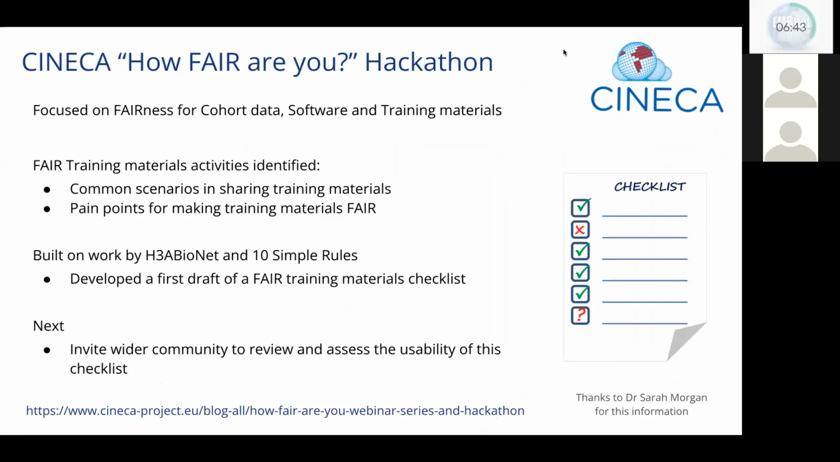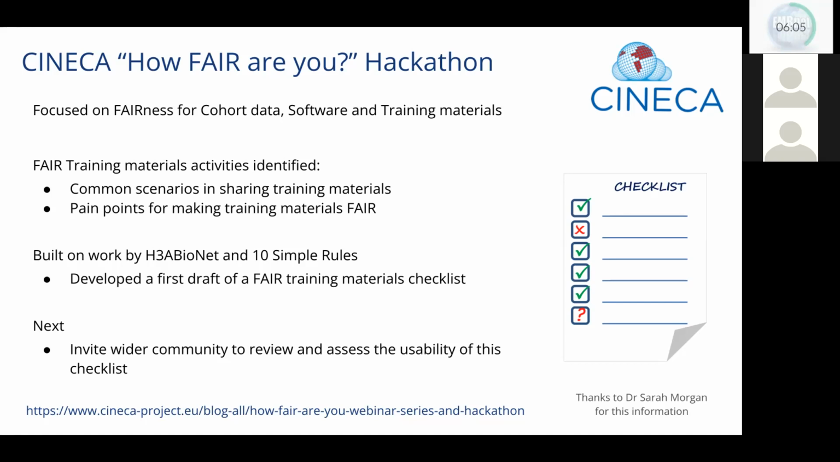So the Seneca Hackathon was run for the Seneca project, which is a project that's happening across Canada, Europe, and Africa. And it focused on fairness for cohort data, software, and training materials. In the training materials stream of this hackathon, there were a number of different activities that happened, and they were aimed at identifying common scenarios in sharing training materials and also pulling out some of those pain points that people were encountering in trying to make those materials FAIR.